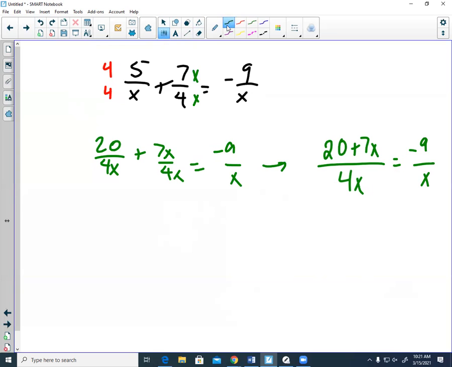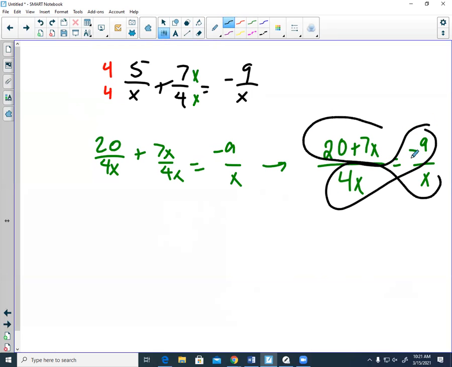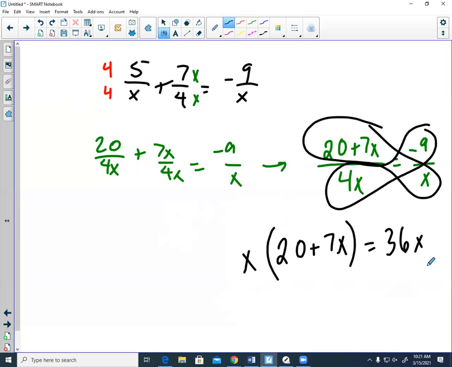So now I cross multiply here and here. Then I'd be left with something like 20 plus 7x times x is equal to 36x. And then I could go through my double distribution process. So I would get 7x squared plus 20x equals 36x.